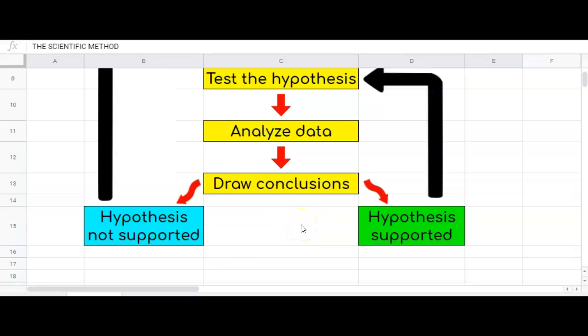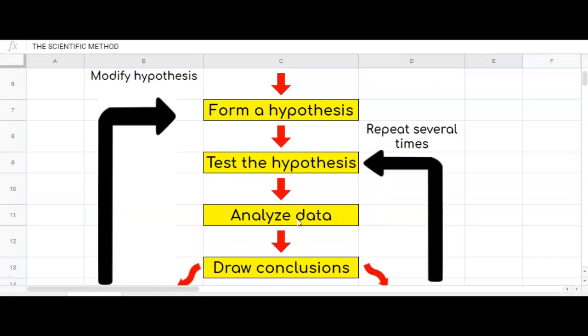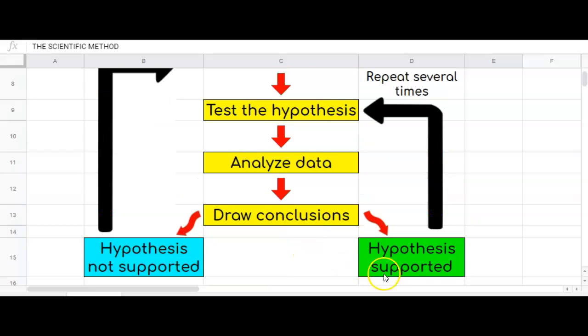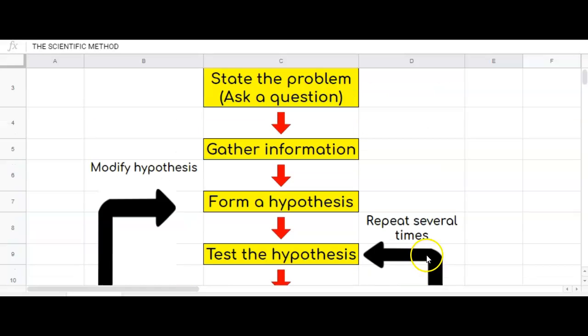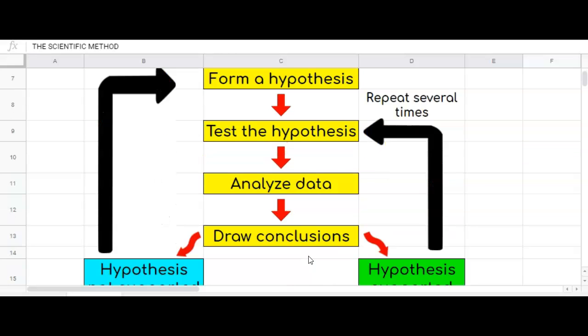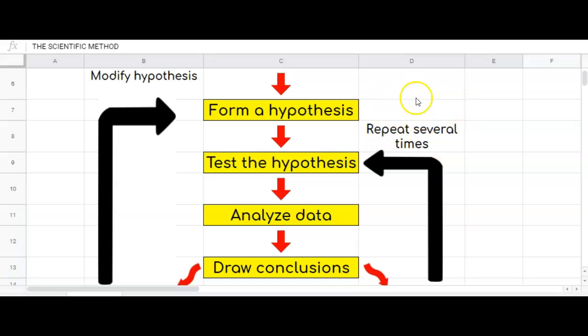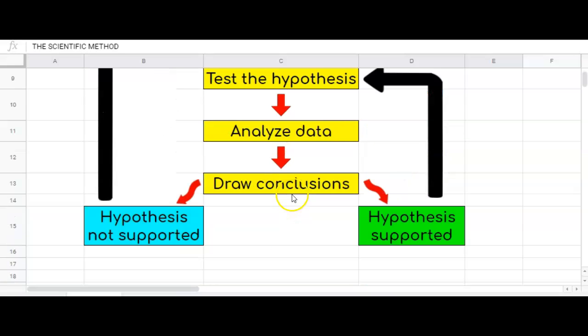Now here's where it gets a little bit, this is where the scientific part comes into play. If your hypothesis is supported, so if you guessed which car was faster, then you're going to repeat it several times. You want to make sure that the data is real, so you have to repeat it more than once. If you had time, you could do it 100 times to make sure that your data was legitimate. But it's very important to understand that you have to repeat several times, even if the first one meets what your hypothesis is.